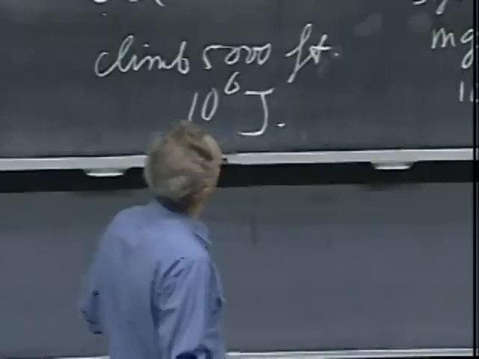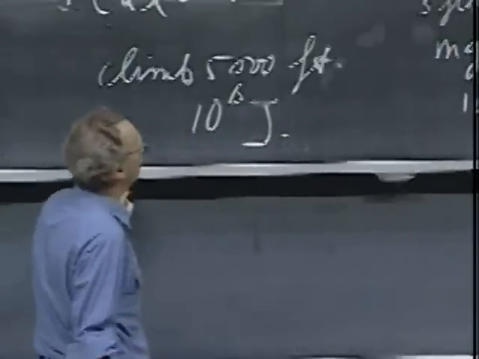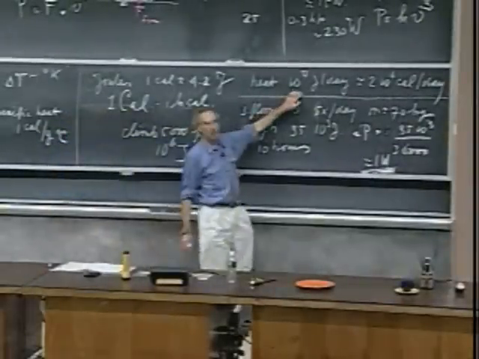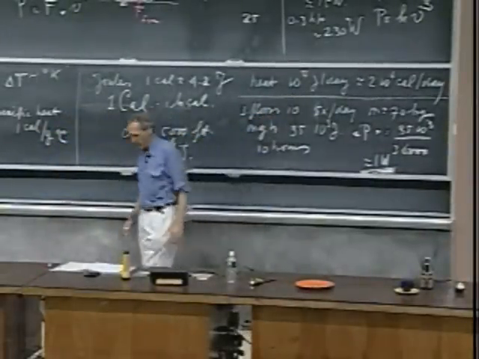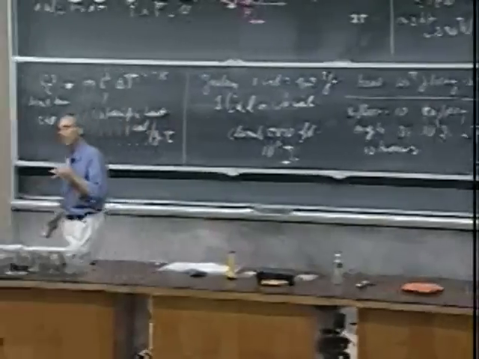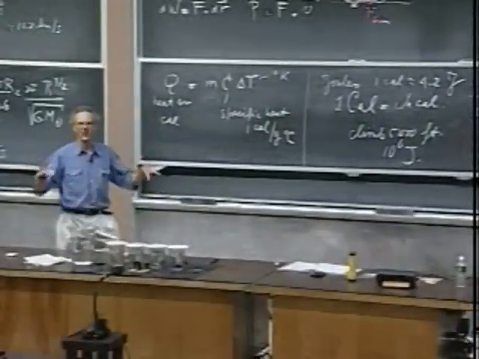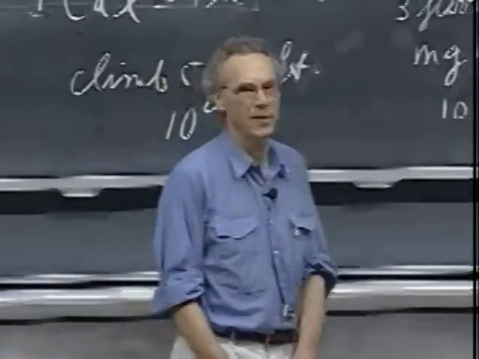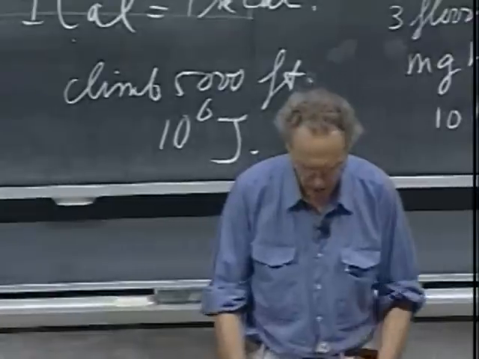Now, you would think that you have to eat only 10% more than you normally eat, because 10 to the 6 is only 10% of 10 to the 7. But that's not true. You have to eat a lot more, because the conversion from food to mechanical work is very poor, something like 20%. So you may have to eat 40 or 50% more than you normally do in one day.